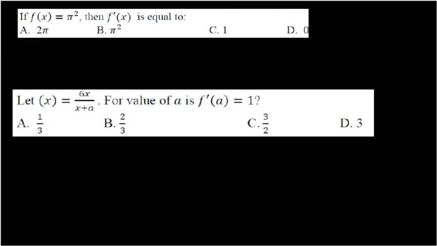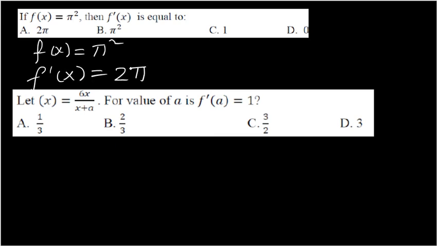Okay, here it is, the first question. What does it say? It says f of x is equal to pi squared, so we need to find f derivative of x. Common mistake: students will say 2 pi. The reason is that there is an exponent 2, and they consider pi as a variable x. But pi is not a variable. Pi is approximately 3.14, but it's an irrational number.